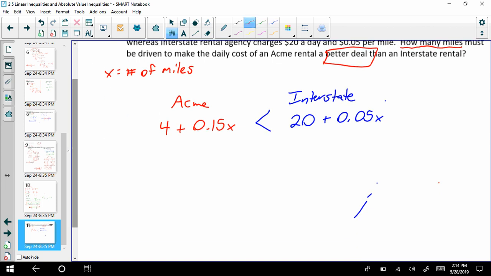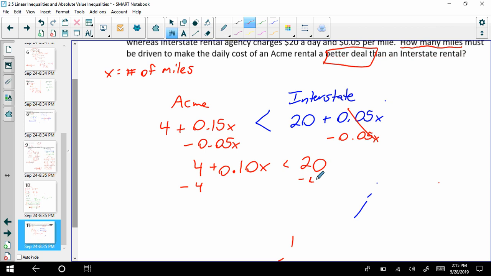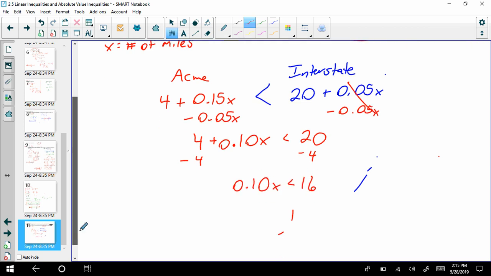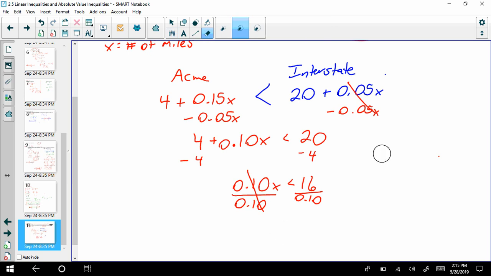So if I was to solve this, I would get my x's together. So I'm going to subtract. So 4 plus 0.10x is less than 20. Subtract 4. And then the last step would be to divide because I have multiplication. So if we divide, we get x is less than 160.